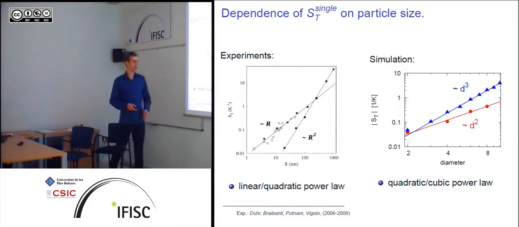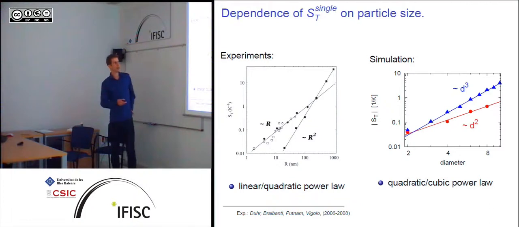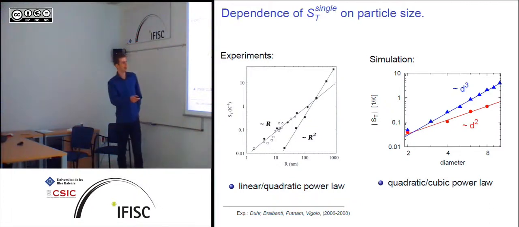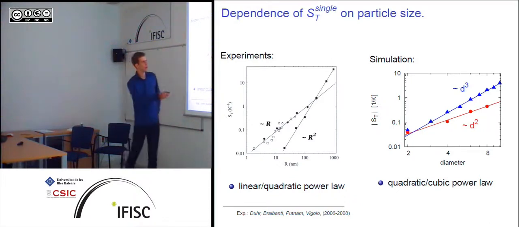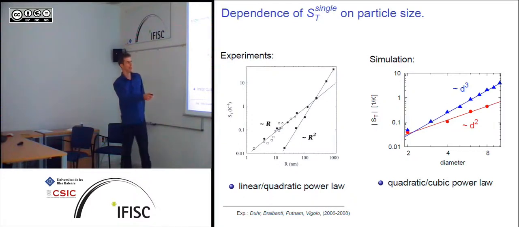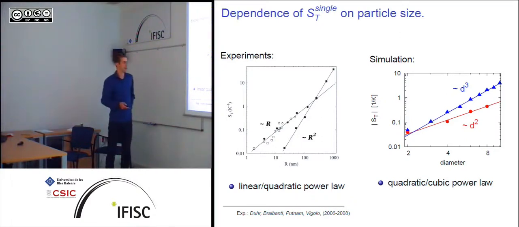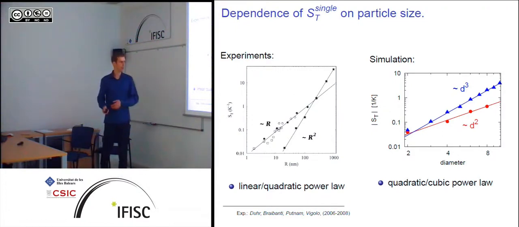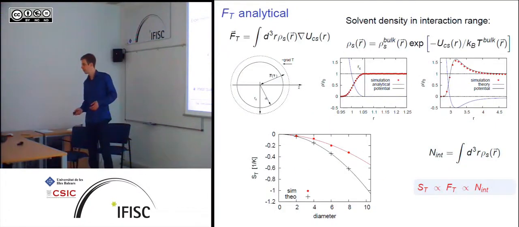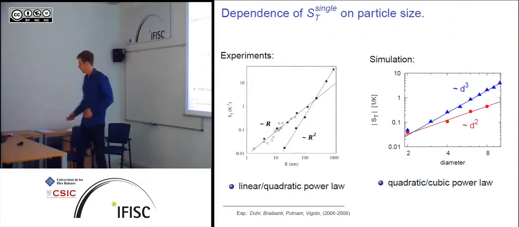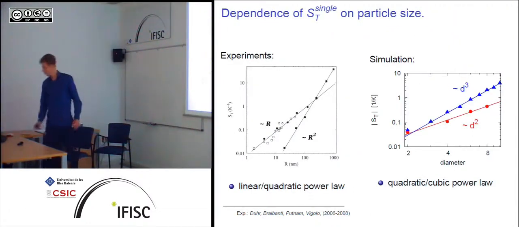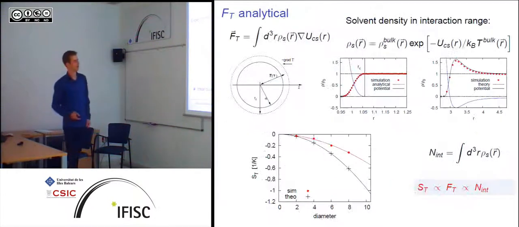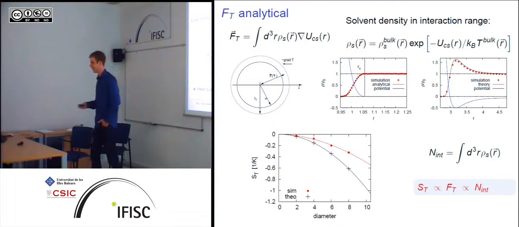And now we did our simulations, and in our case, if we use different types of potential, in one case we observed a cubic scaling with the particle size, and in the other case a quadratic scaling. So we also had some controversial results, but luckily we could explain them, fortunately. So, what are the differences between the two types of particles? Yeah, this I explained.